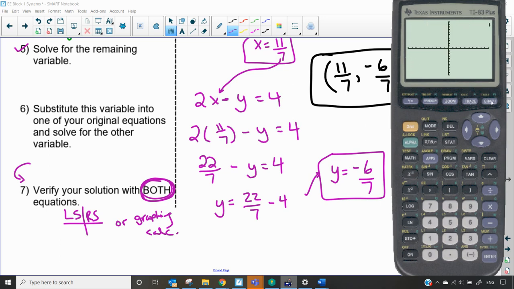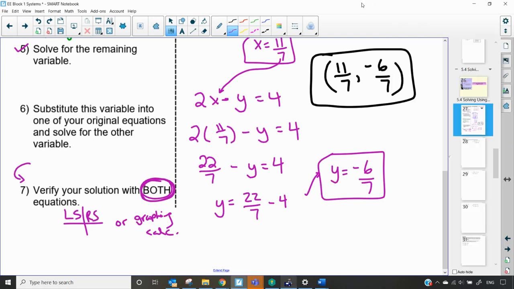Again, when I'm rearranging to put it into my calculator, I'm not worried about what form it's in as long as it's been rearranged correctly to have y by itself. Second calc, 5, enter, enter, enter. And I get 1.57 and negative 0.86. Now, if I were to go into my calculator and check those decimals, they would be the same. So 11 over 7 is about 1.57, and negative 6 over 7 is about negative 0.86. So I know I'm correct, and I can move on.